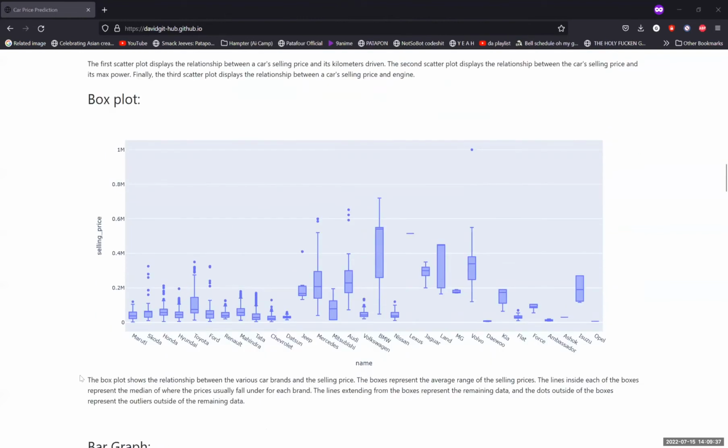For the box plot, it shows the relationship between the different brands of cars and the selling price. So the boxes represent the average range of the selling price for each brand. And the lines in the center represent the median of the selling price for that brand. And the lines extending out represent the remaining data, and the dots represent the outliers of the data of the selling price.